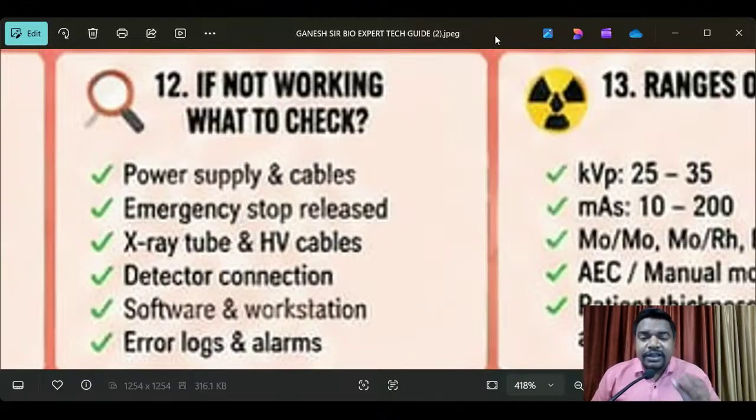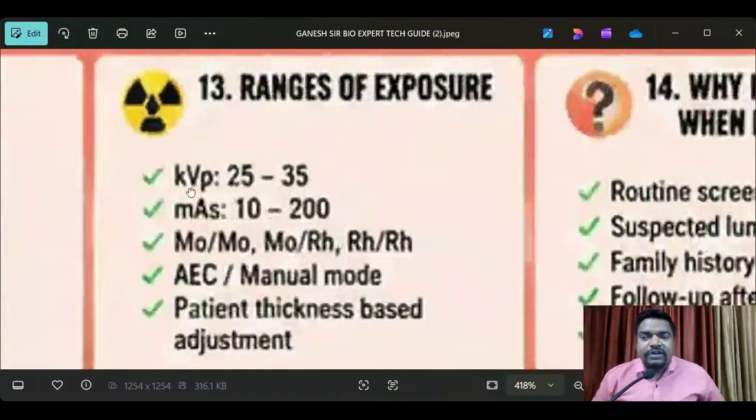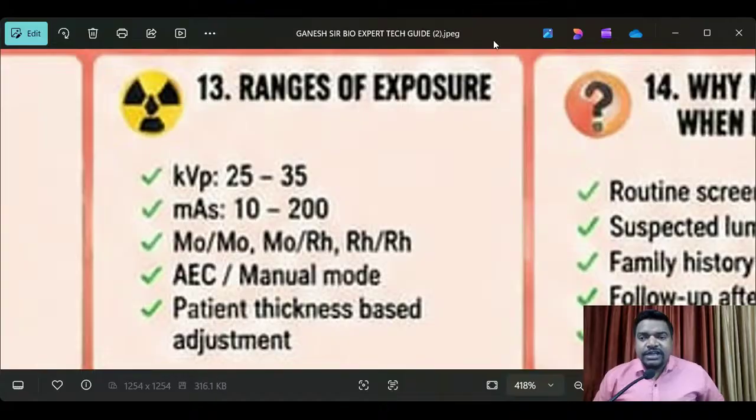Everything is important. As human beings, we have to take care of all people, right? Now come to the point. As a biomedical engineer, listen carefully now. There are 13 points here: ranges of exposure. Why do we need to know the exposure? Because it's radiation, and we know very well what radiation can cause.